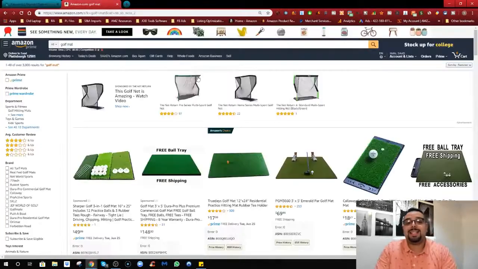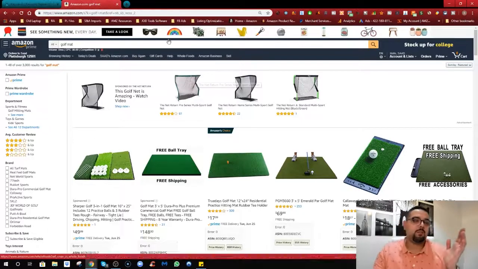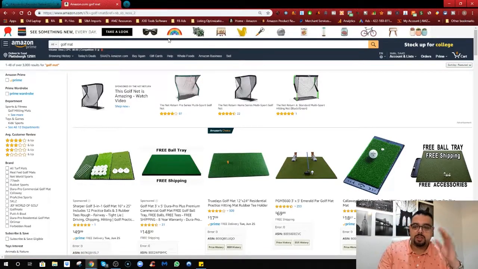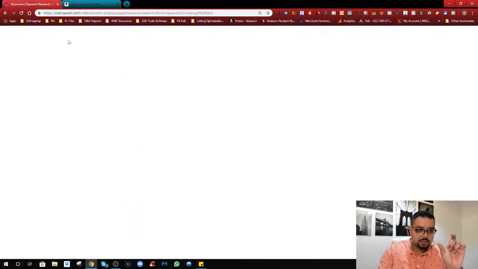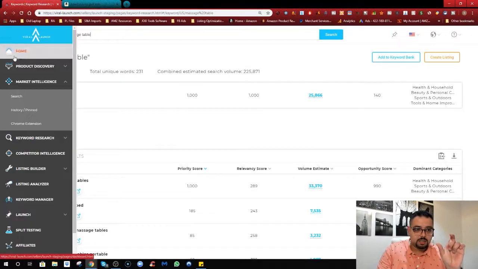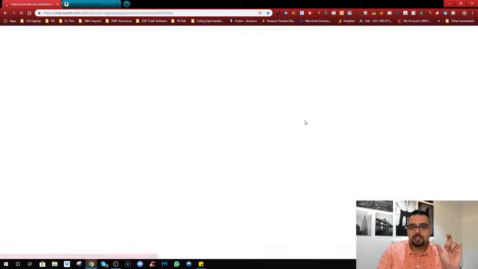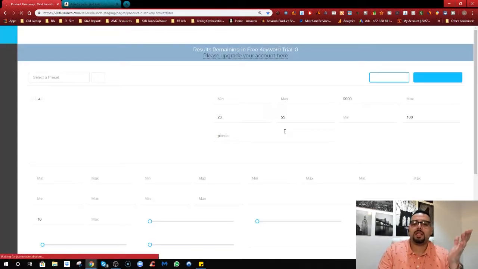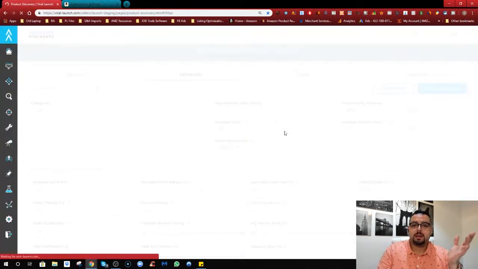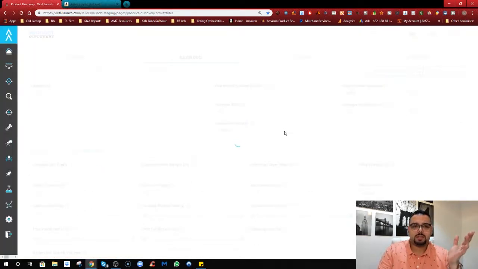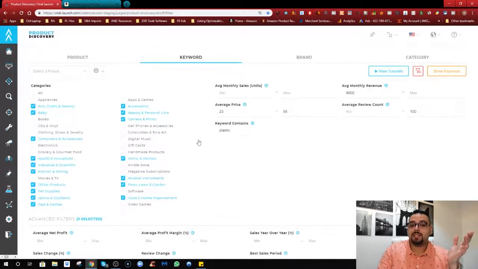The last and not least is the golf mat. I found it the same way. I did the method. I even had the keyword I selected here. I came here and I just typed golf because I saw something was coming up a lot as golf balls. Keyword contains, and I just put golf, and that's how golf mat came up.